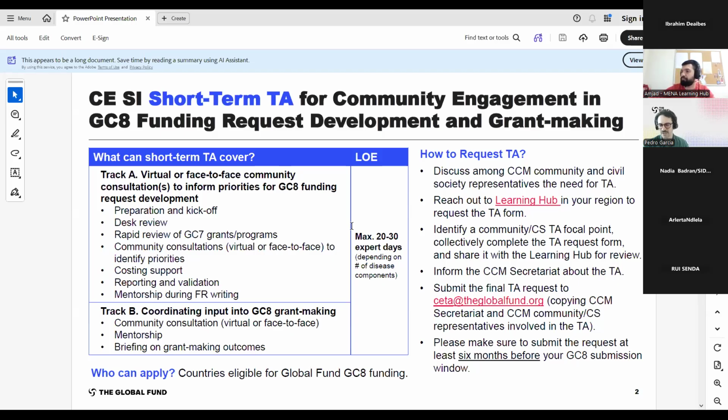And then all countries eligible for GC8 funding can apply. However, for Windows 1 and Windows 2, applications are now closed because it's too short. There wouldn't be time to mobilize the TA. So really, for Windows 3 and the next windows, just make sure that you are submitting at least 6 months before the GC8 submission window. Next slide.